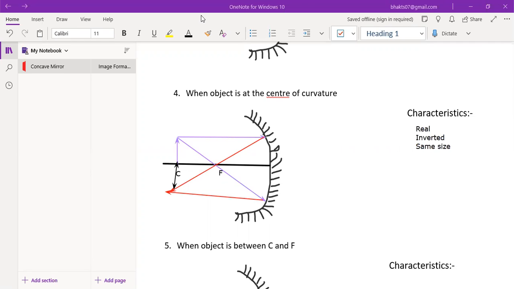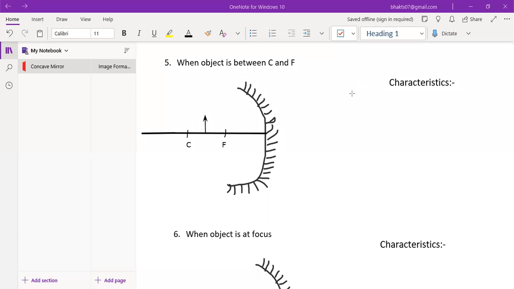Let us see another case. Now let us see what happens when the object is placed between C and F, that is between center of curvature and focus point. So as you can see, the arrow is the object. This is the first ray. We have one more ray. This ray passes through the focus also, that is the focus point.